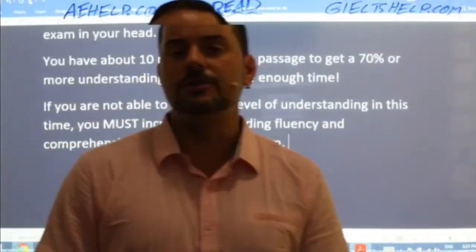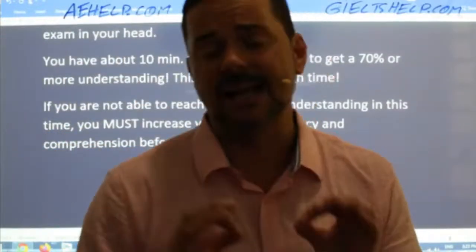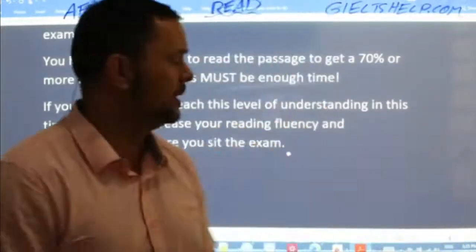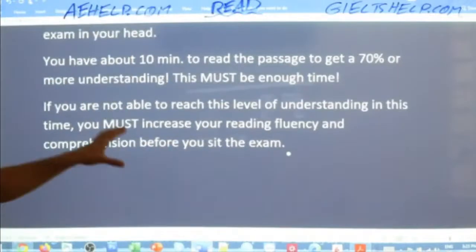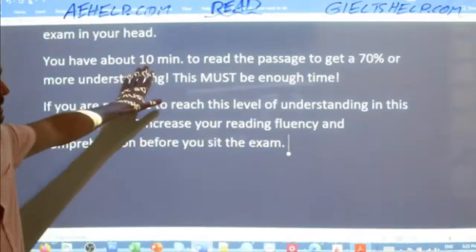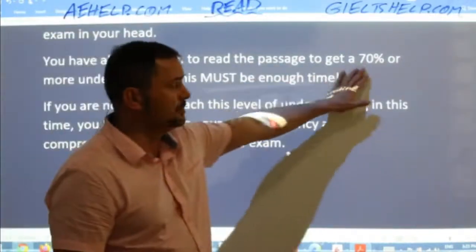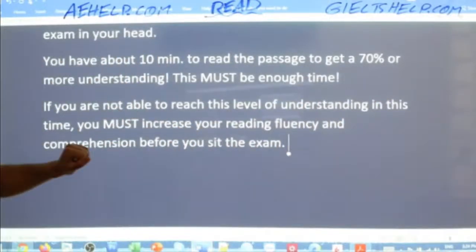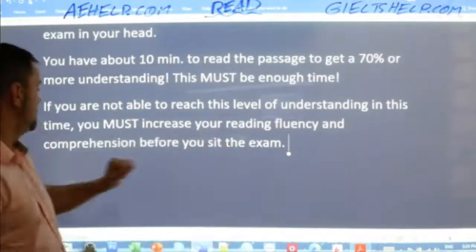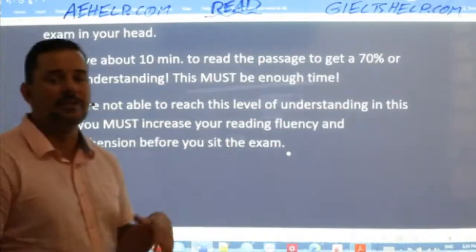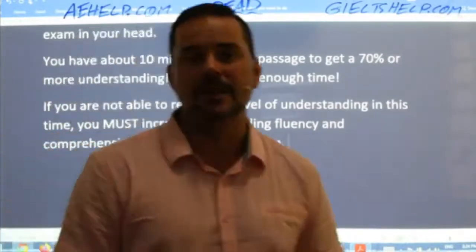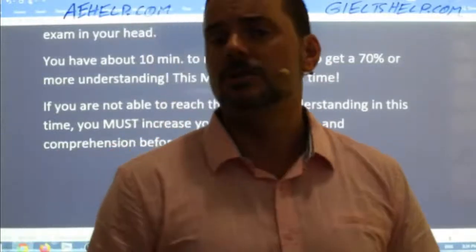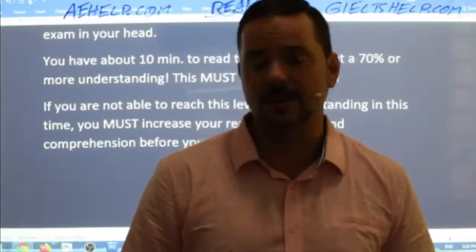So for those of you taking the academic, especially, the general IELTS is a little bit easier, but for those of you taking the academic, if you cannot read it in 10 minutes and understand about 70%, focus much, much more of your studies on building your reading fluency and comprehension. Otherwise, you're setting yourself up for failure, and nobody likes failing. Nobody likes disappointment. So this is just being realistic, okay?